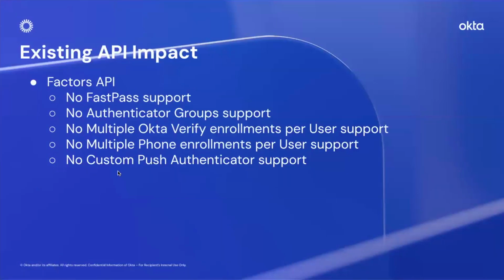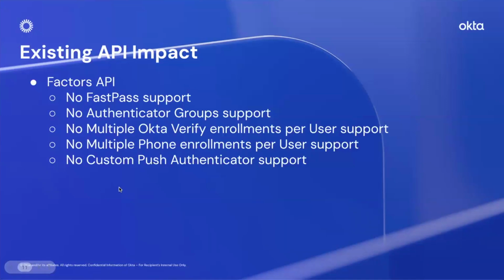As I kind of alluded to, these changes do have impacts on some of the legacy APIs, the Factors API in particular. So if you have built custom screens using the Factors API for end users to manage their enrollments, there will be some impact of some of these changes. So number one, obviously FastPass would not be supported through the Factors API. The authenticator groups functionality for WebAuthn FIDO2 is not supported. Importantly, there would not be support for multiple Okta Verify enrollments per user or multiple phone enrollments per user. And we'll see, I guess, firsthand what that looks like here in just a second.